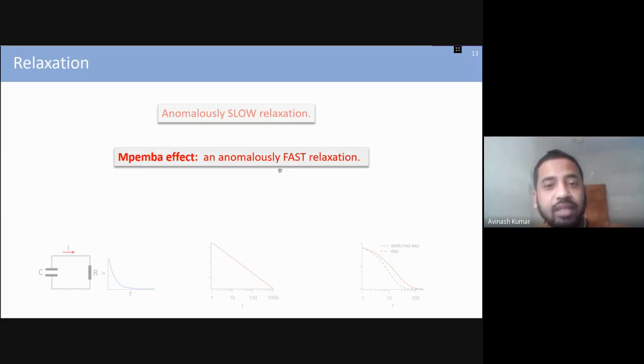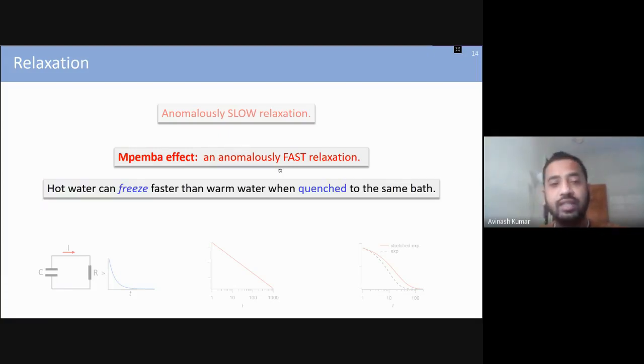And one best example from that category is the Mpemba effect, which is related to the faster freezing of a hot sample of water than a cold sample of water when they are coupled to the same thermal bath. So at first sight, this might seem new, and definitely it's interesting because it has gained a lot of attention from the scientific community.